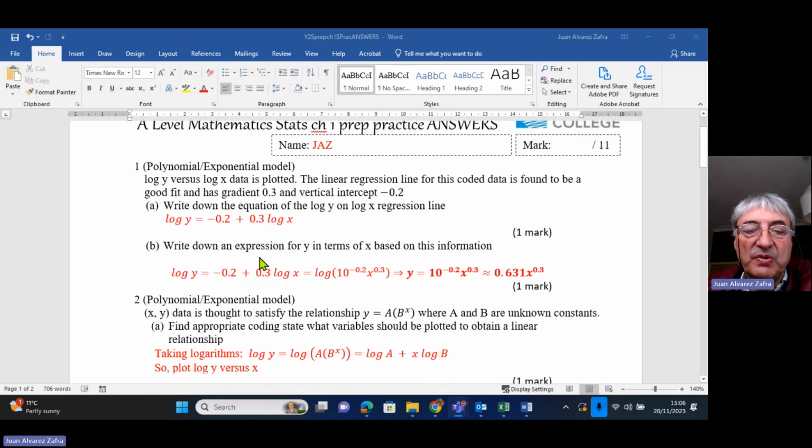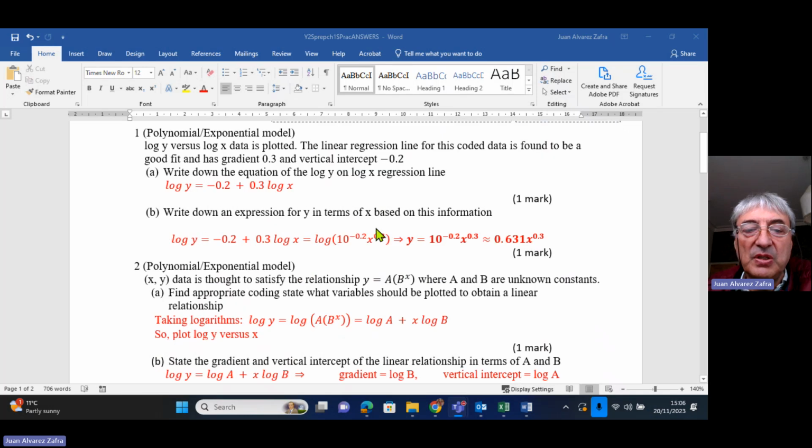And then write down an expression for Y in terms of X based on this information. We have log Y in terms of log X. So to try and get Y, we can do a variety of things. We can take 10 to the power of both sides, or what I've done here is simplify the right-hand side into a single logarithm by bringing the 0.3 in, and then writing minus 0.2 as being log of 10 to the power of minus 0.2, and then that log plus this log added together gives you a single log of the two numbers multiplied together.